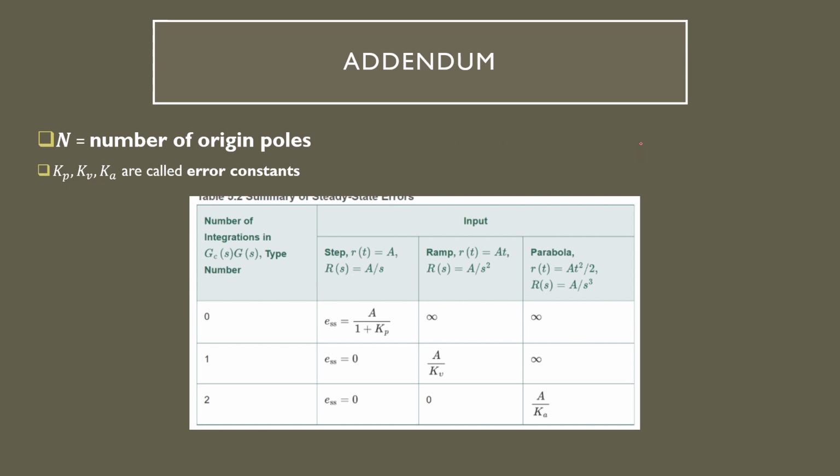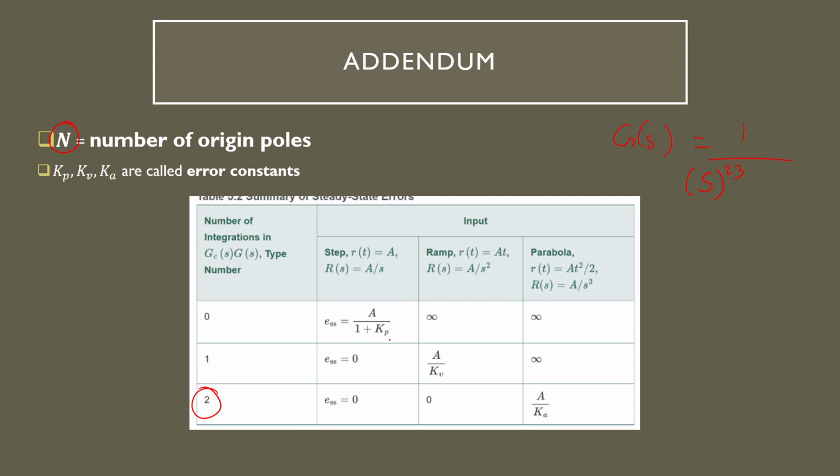Steady state error of a system depends on the type number of the system. So if you have a G of S, and if it has any terms inside of it that are just an S, or an s squared or an s cubed, that is the type number. N is the number of origin poles. Depending on the type number, you get a different steady state error. The best system is obviously one that has the most number of integrations, but this is harder to achieve in practice because you'll have to have your controller add those poles into the system, because systems don't just give you poles for free.